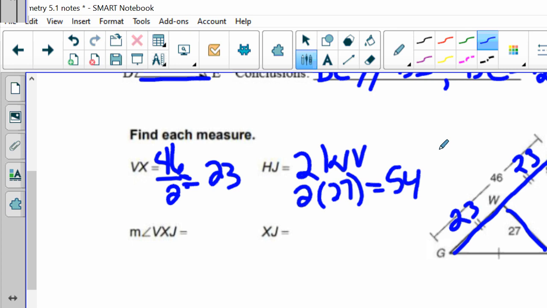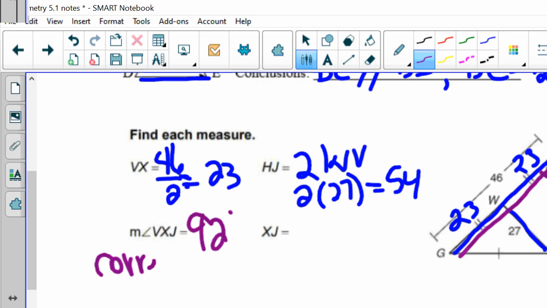They have asked for the measure of angle VXJ. So VXJ right here. So this is the angle that they're looking for. If these lines are parallel, then we have corresponding angles that come into play. This angle and this angle are corresponding. We know that corresponding angles are congruent, so this is 92 degrees, again, by corresponding angles. And finally, it's asking what is the length of XJ. So this little part right here, we've already marked that as 27.